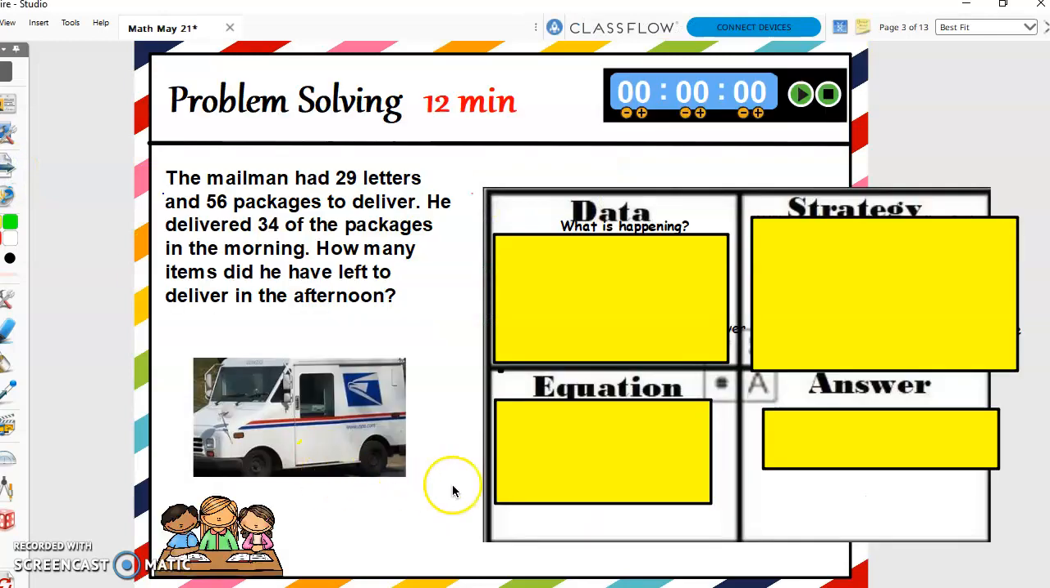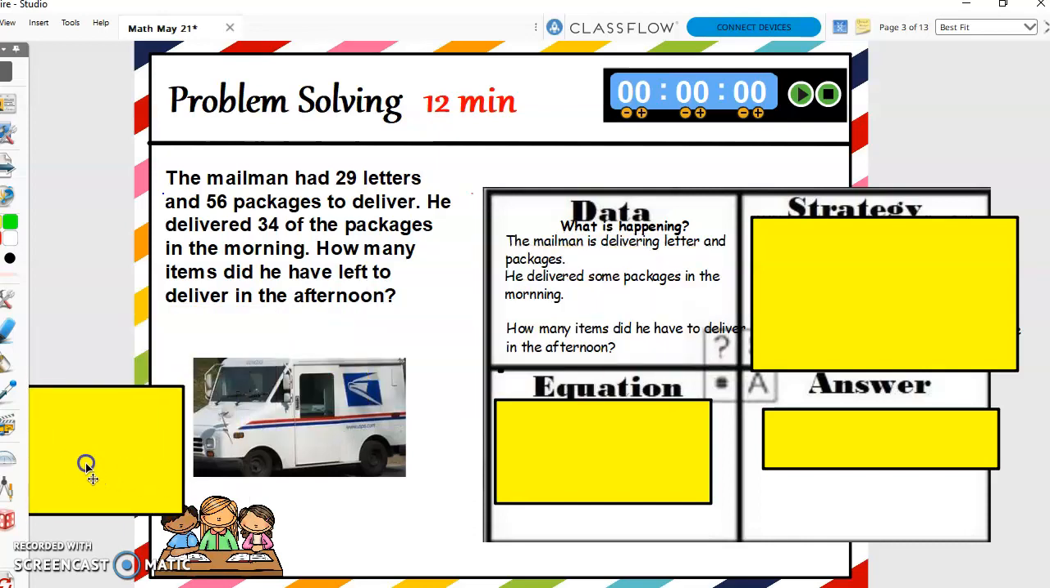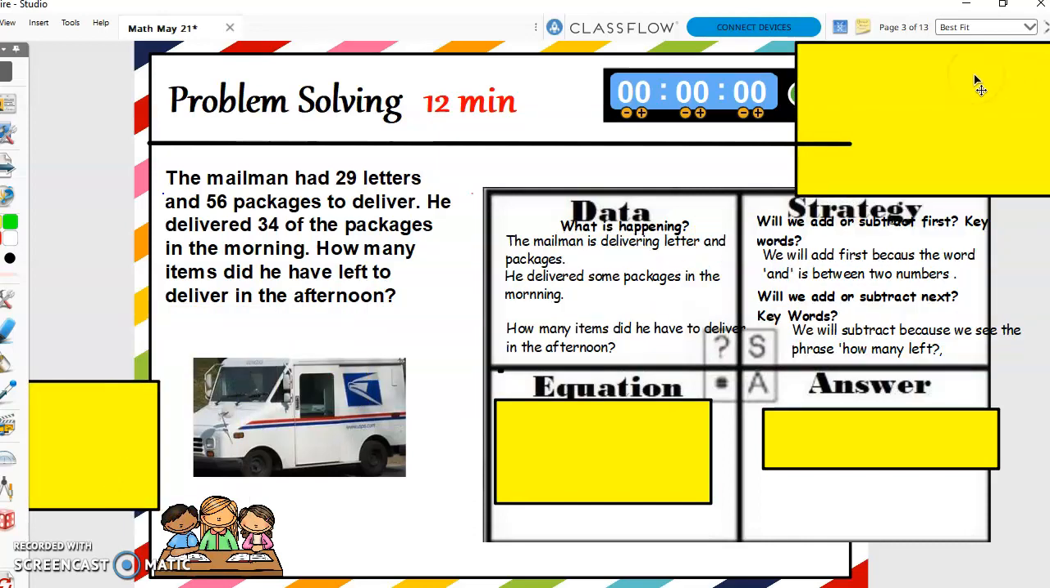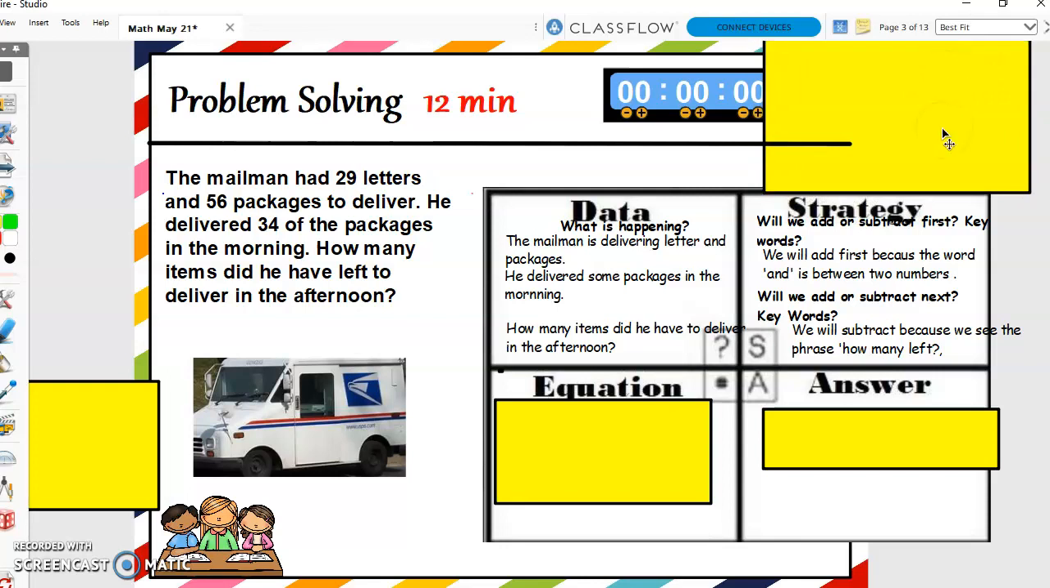All right. So yesterday we talked about the data from our word problem. I'm going to uncover these so we can see them. The mailman had 29 letters and 56 packages to deliver. He delivered 34 of the packages in the morning. How many items did he have left to deliver in the afternoon?